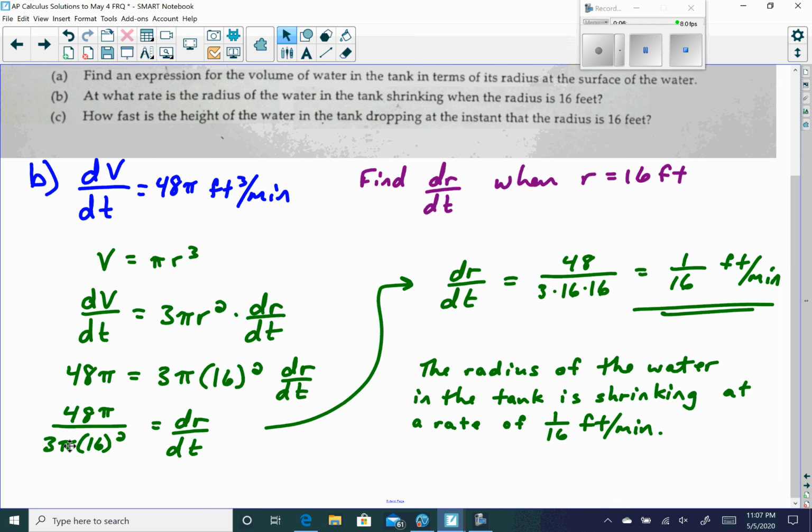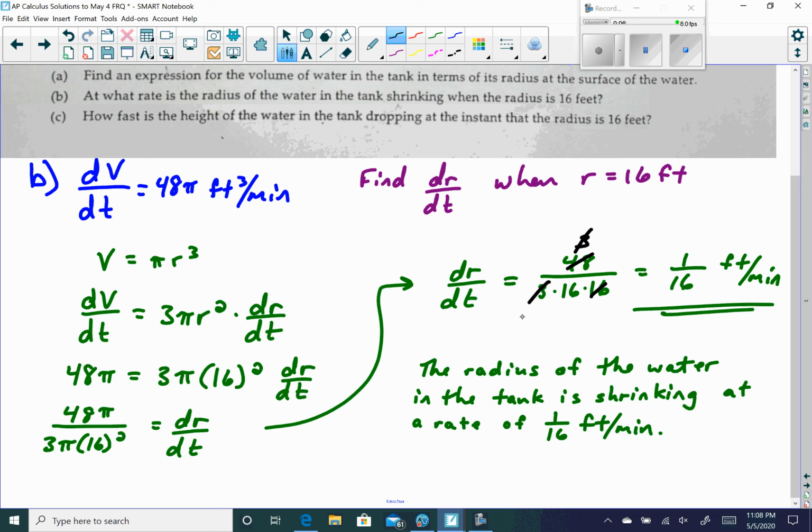So the pi's divide out right away, and then if you take a look at the top right here, we could cross out 16 goes into 48 3 times, and then this 3 divides out with this 3, so we could get to it a lot easier than making the larger numbers. So again, because I'm using the word shrinking, we're going to say the radius of the water in the tank is shrinking at a rate of 1/16 foot per minute.